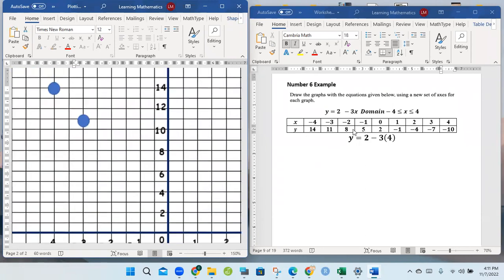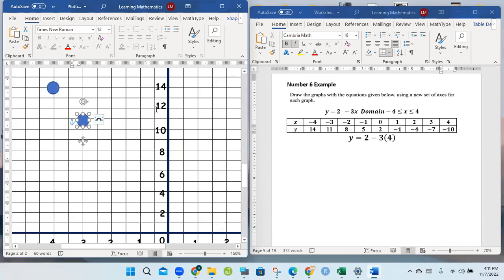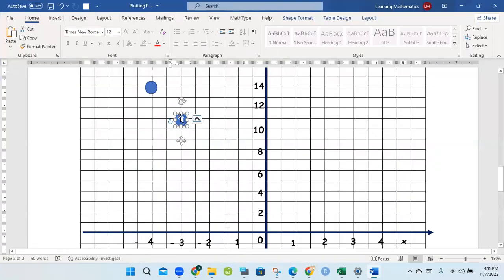Okay. The next point is -2, 8. There it is, -2 on the x and 8 on the y. You have to try to put it right in the middle so that we'll get a straight line. So we can use those white dots to guide us. Right, have to be right. Good.